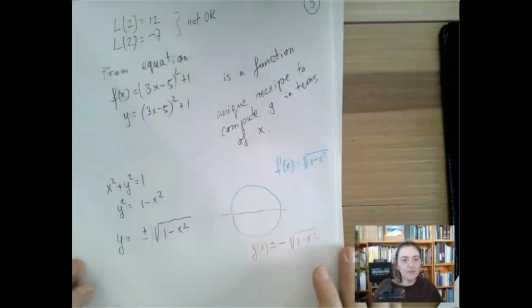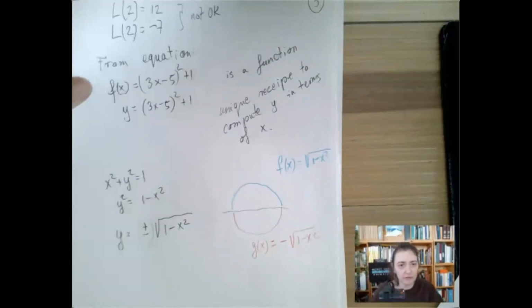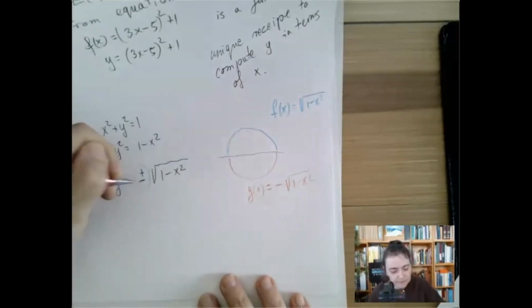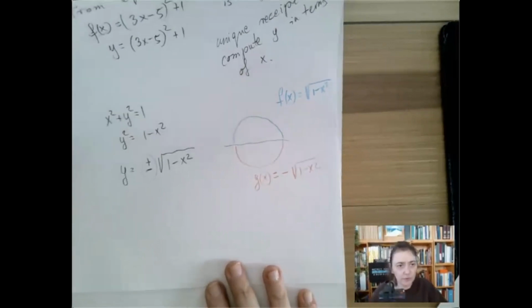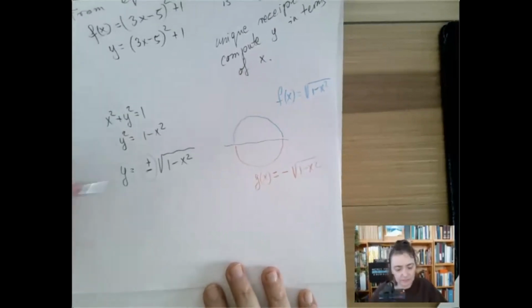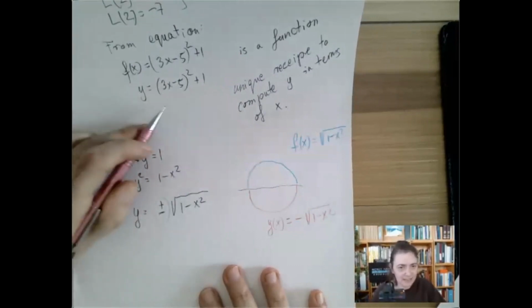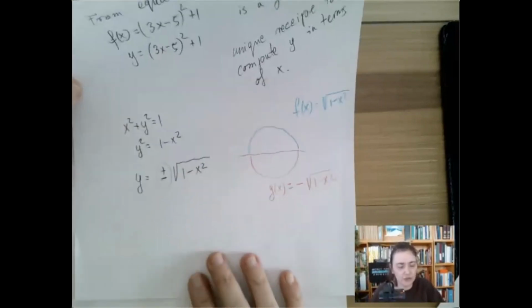Okay, so being able to bring circles into function form is going to be pretty important in calculus. But you see, this here tells you there is not a unique recipe to compute y given x. And if it's already solved for y and you don't see a plus minus, then it's pretty much a function. So if it's already in this nice function form, that's a function.